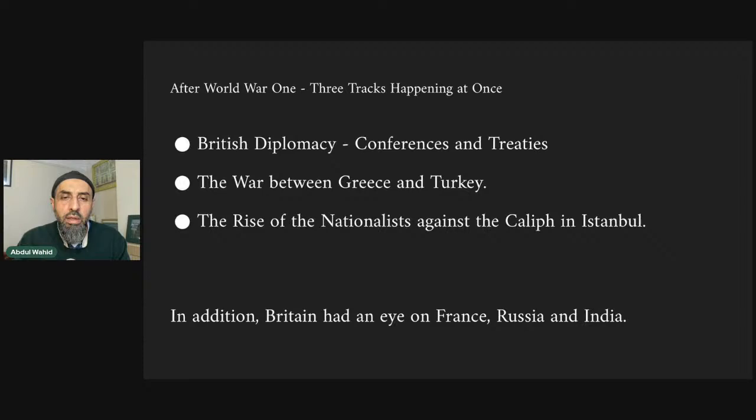British policy was not just determined by the Khilafah. Britain had an eye on what France wanted, what they felt was a threat from the new Soviet Russia, and still their occupation of India, which was crucial for them to hold as much as it could.